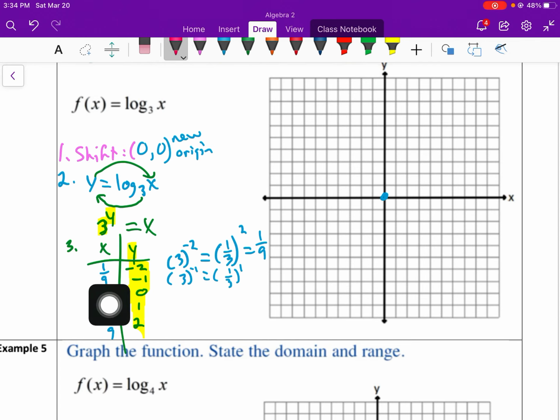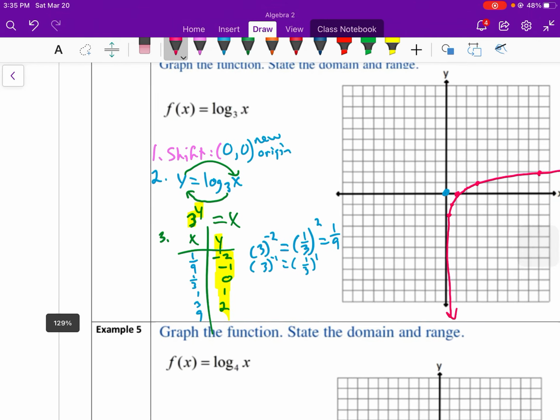So my first ordered pair is over 1/9 and down 2. 1/9, down 2, that's right here. Hopefully you can see that it's the inverse of exponential growth. Then it's 1/3, -1. 1, 0. 3, 1, and then 9, 2. It does look like the inverse. There's my asymptote.